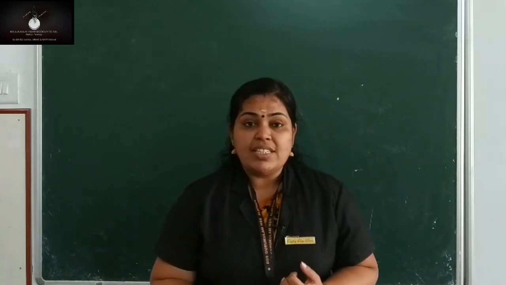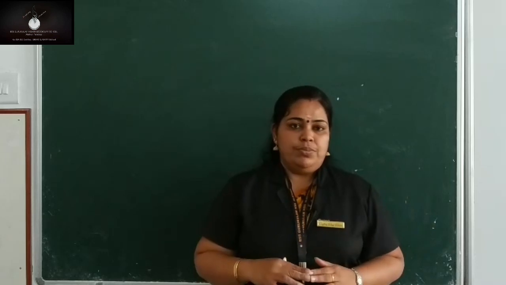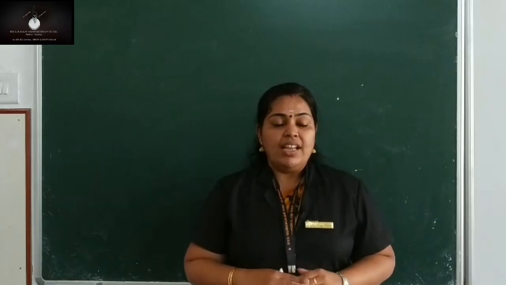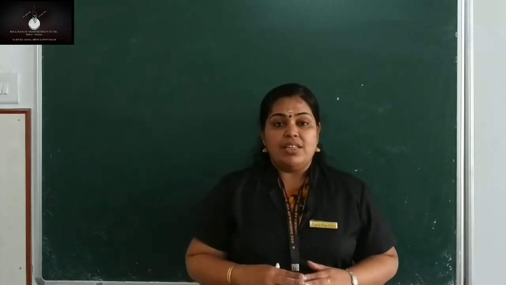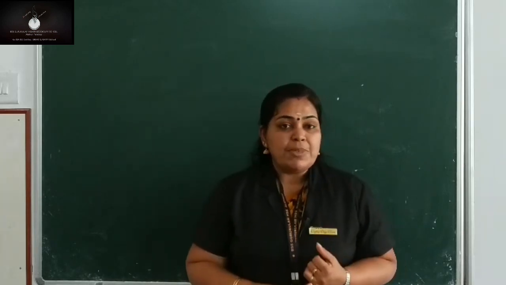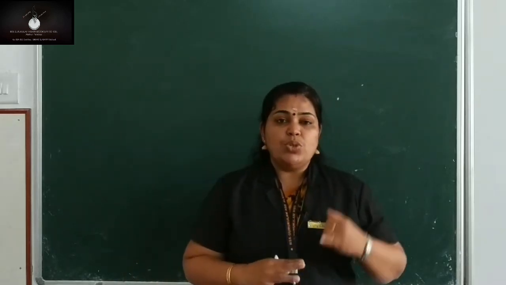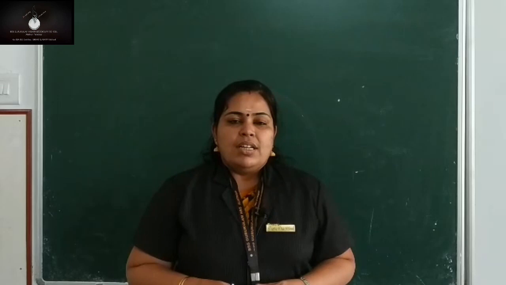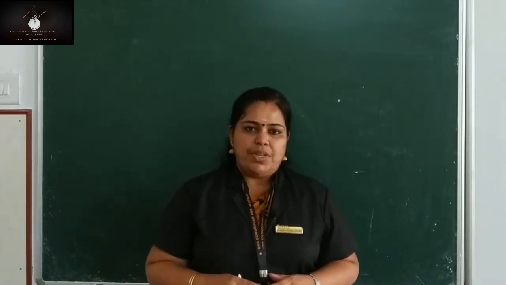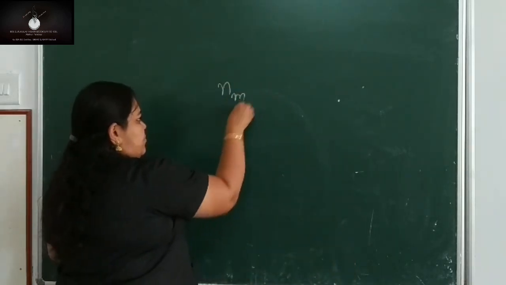Now, the next one is absolute refractive index. Absolute refractive index is a refractive index of a medium with respect to vacuum. That is, if we compare with air or vacuum, that is known as the absolute refractive index. Is it clear? So what is absolute refractive index? It is a refractive index of a medium with respect to vacuum. This absolute refractive index is normally known as the refractive index, and it is denoted by the letter n m.